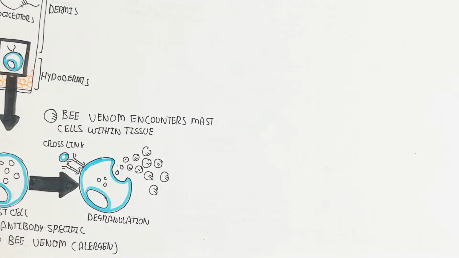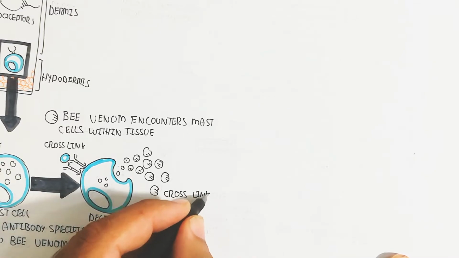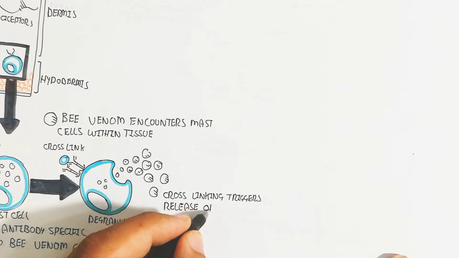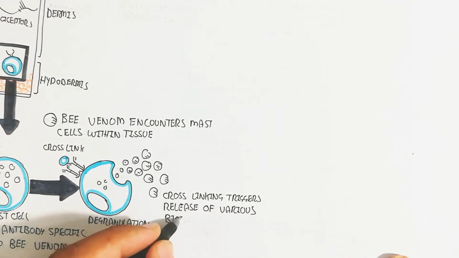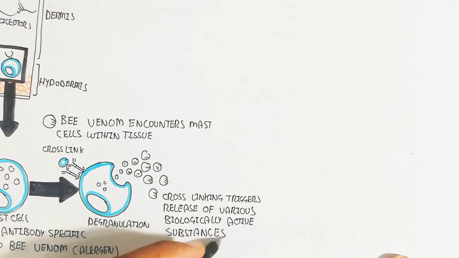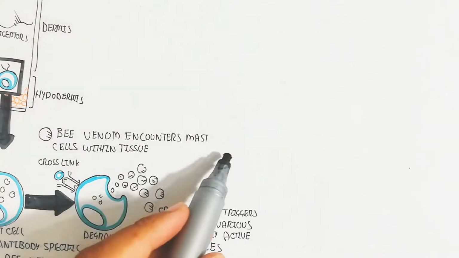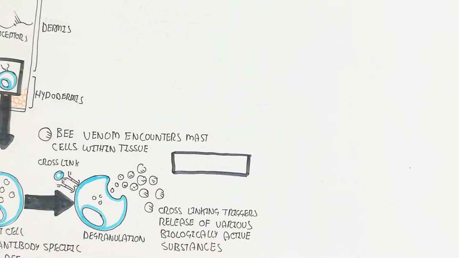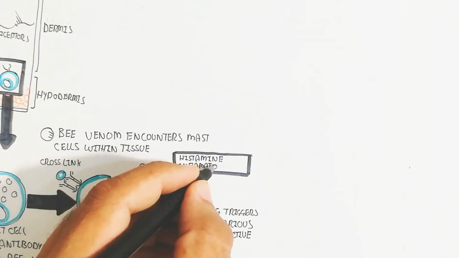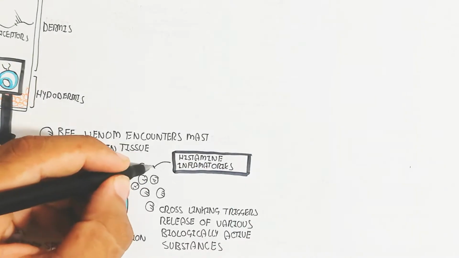Histamine and nitric oxide are released and lead to vasodilation. After the vasodilation, basophil cells also function like this, releasing peptides and proteins for vasodilation and inflammation. So the cross-linking triggers the release of various biologically active substances.